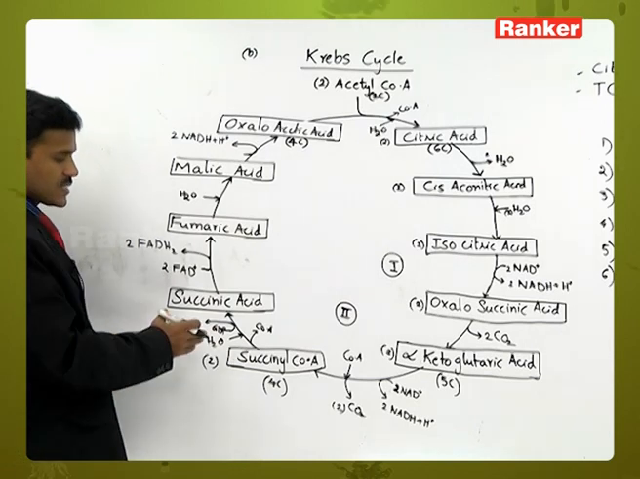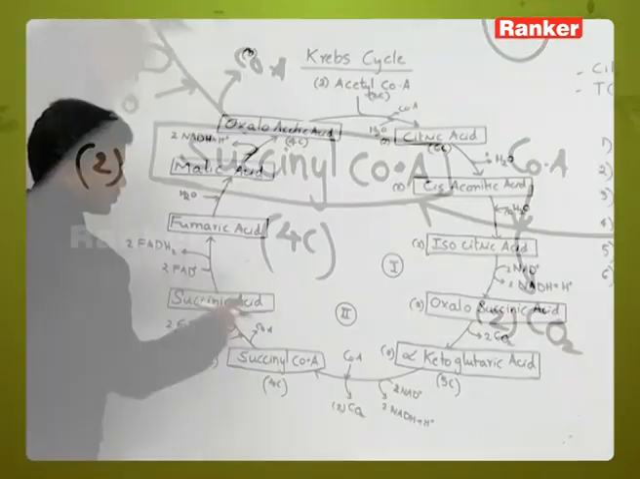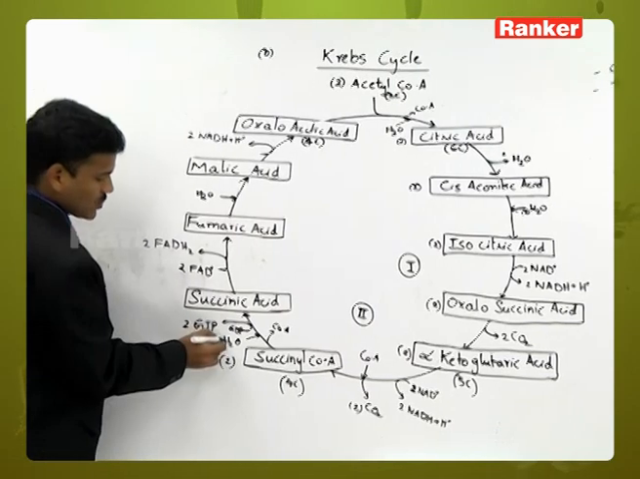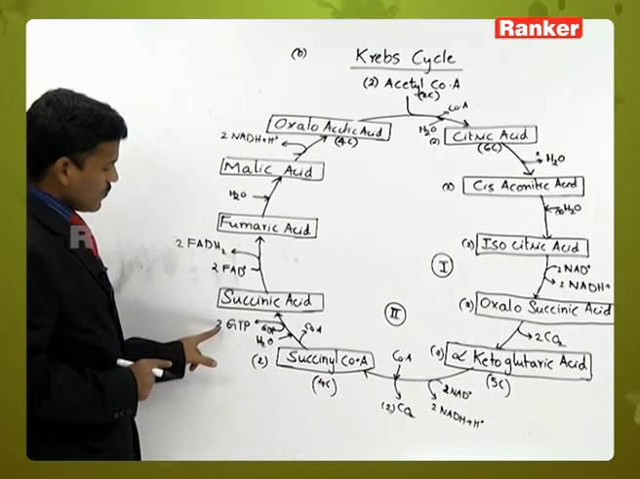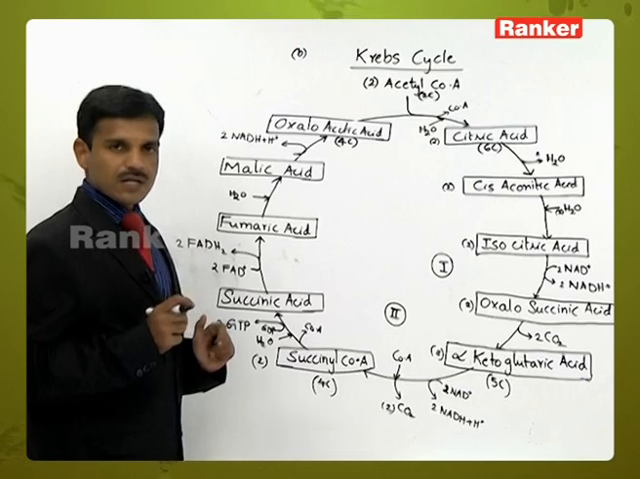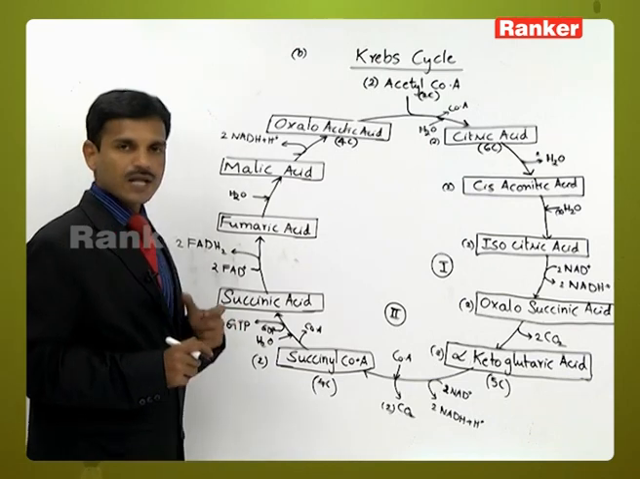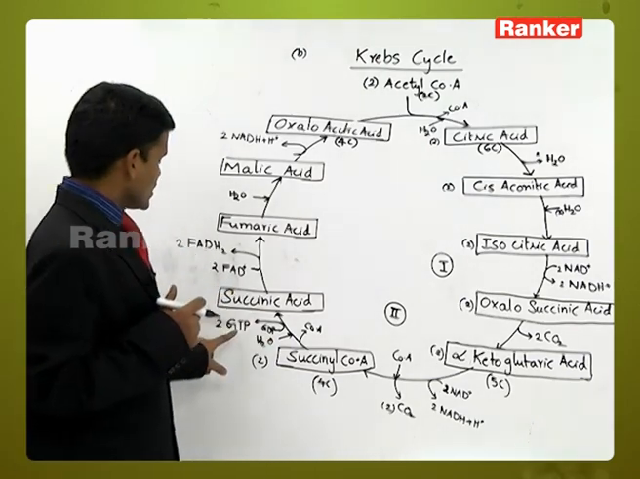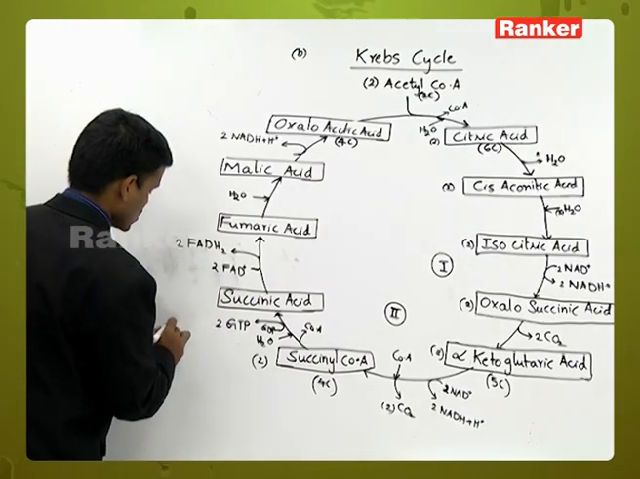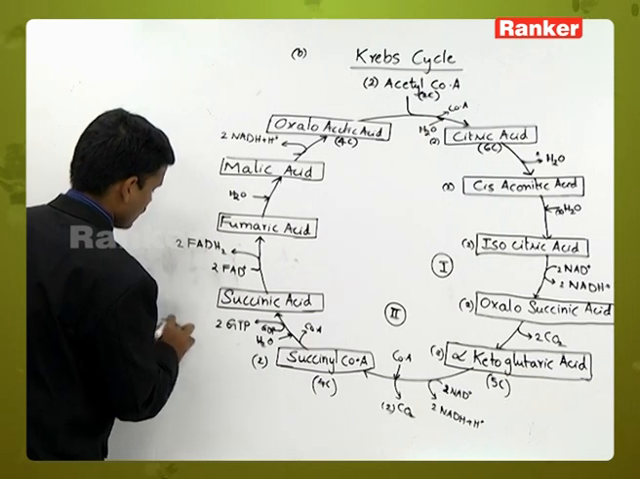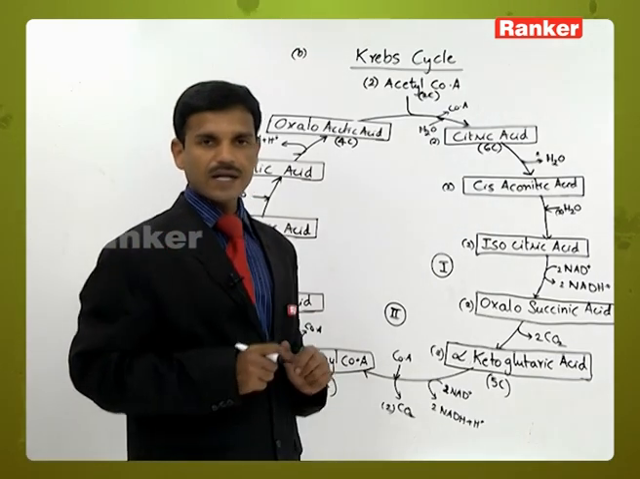Succinyl coenzyme A undergoes one splitting or cleavage reaction. So coenzyme A is removed here, and one water molecule is added, a hydration process. And here one GTP is produced. What is GTP? Guanosine triphosphate, like ATP, equal to ATP. Here the GTP is produced directly. It is also called substrate level phosphorylation, or direct level phosphorylation.